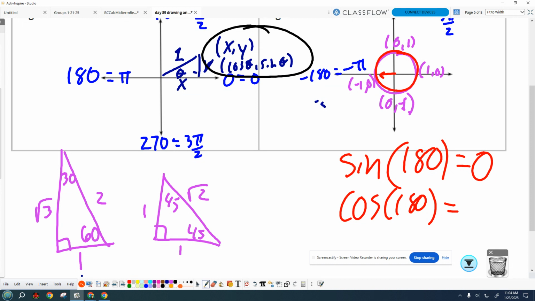Cosine of 180. Still facing the same direction. Jack, is cosine the x value or the y value? So what's the x value facing that way? Clicking a little? Just a little. I know, it takes a minute, or like 4 days.